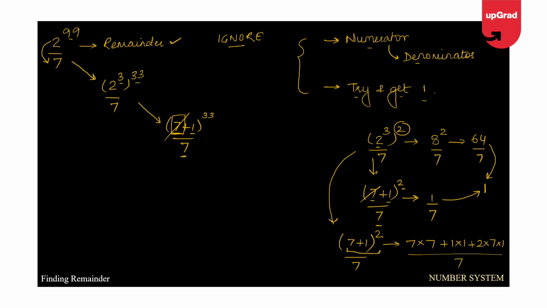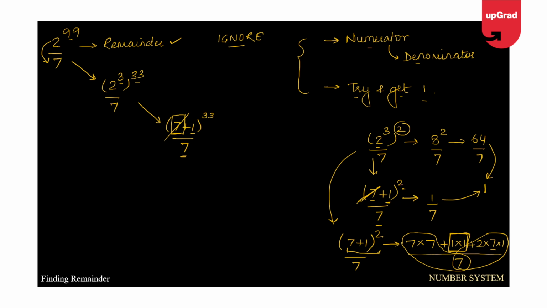Now you can always say that this 7 will not give me any remainder because there's a 7 in the numerator, there's a 7 in the denominator. Similarly, this expression will also not give me any remainder because there's a 7 here and there's a 7 here. So what will give me remainder? It's only 1. And that's what I have done here. I have ignored 7 and I have got only 1. So I hope this is quite understandable.